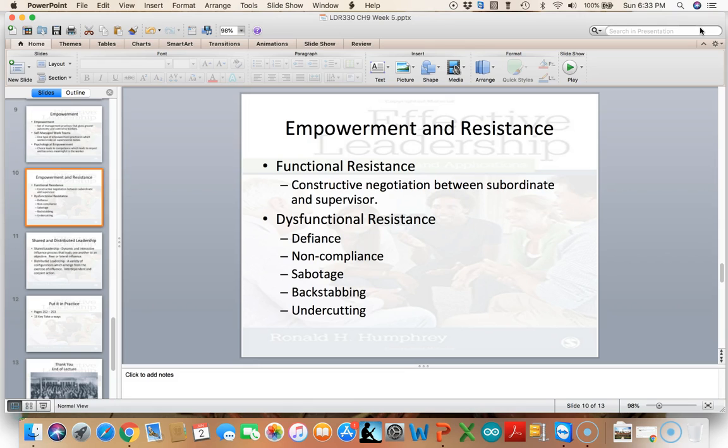If you don't take that tack and you go the other way, you're going to have a dysfunctional resistance. Either you'll defy that person by just doing whatever it was that you were going to do, you'll shut down and have non-compliance, or you'll sabotage the efforts. There's backstabbing and undercutting of a person's authority and their opinion. And I think you can see by the sections that are demonstrated on this slide which would be better in that situation.